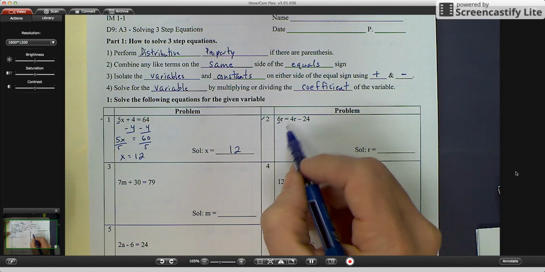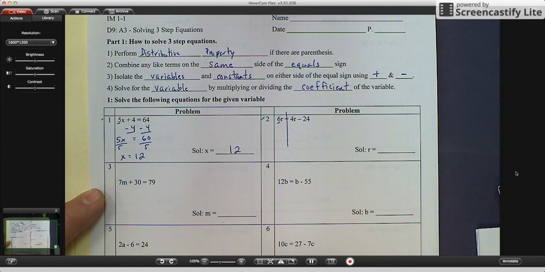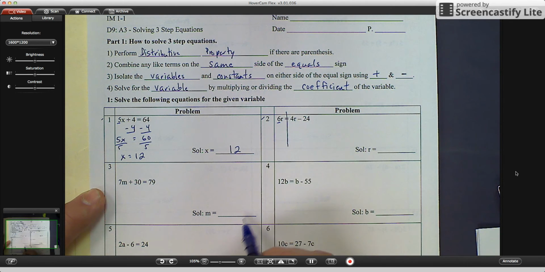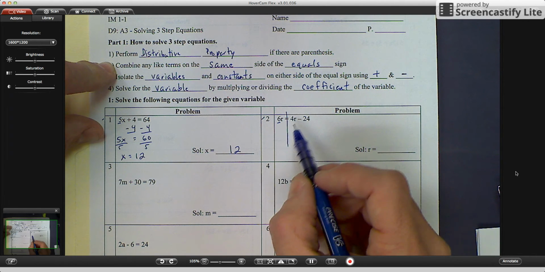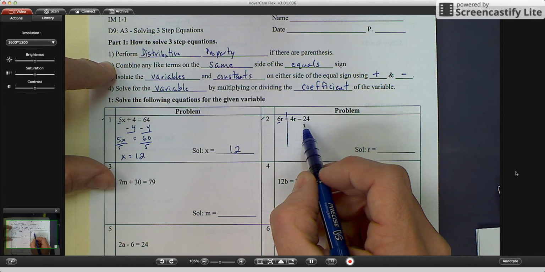In the second equation, again, I would draw my line down the middle of the equation every single time. We have 6r equals 4r minus 24. Again, there are no parentheses, so we're not going to use distributive property. Combining the like terms on the same side of the equal sign, well, we have a 4r and a negative 24. They're not like terms, so we're not going to combine them.